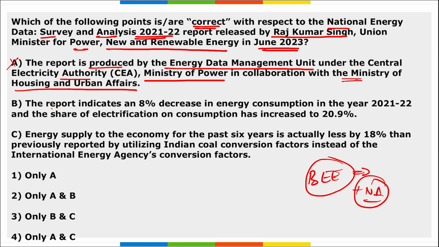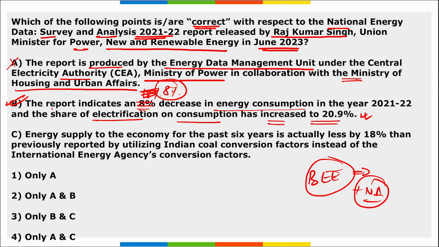Now the second option is, the report indicates 8% decrease in energy consumption in the year 21-22, and the share of electrification on consumption has increased to 20.9%. So remember, in actual, the report indicates how much percent decrease in energy consumption? There is 8% lower energy consumption in the last year, and the share of electrification on consumption has increased to 20.9%. Correct? So option B, is it correct? This is right. This is 8% decrease in energy consumption and 20.9% share of electricity in consumption. So option B is right here. It is 8%. The report indicates 8% decrease in energy consumption in the year 21-22.